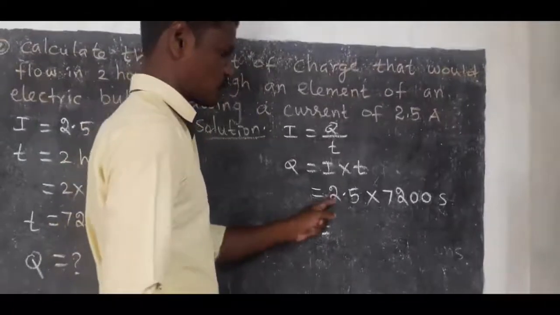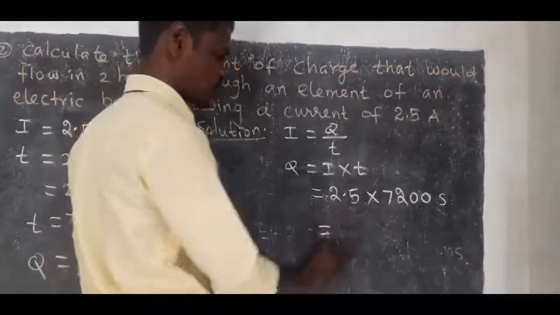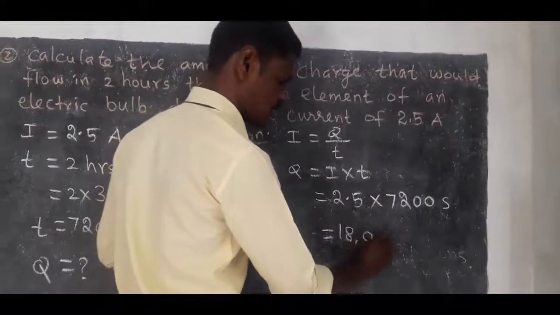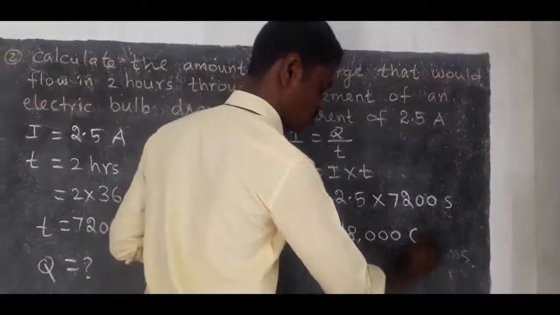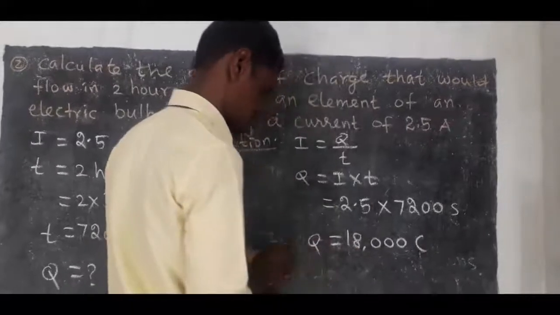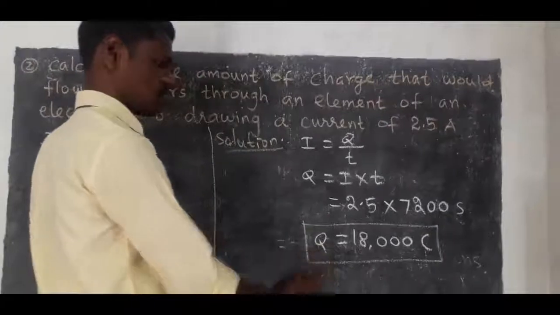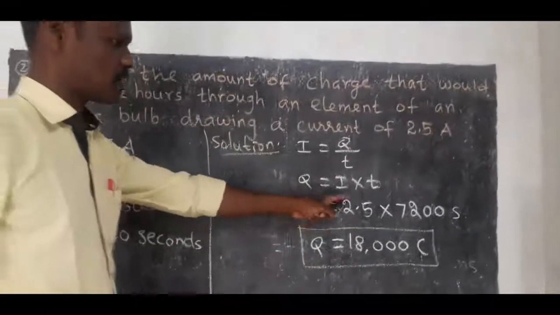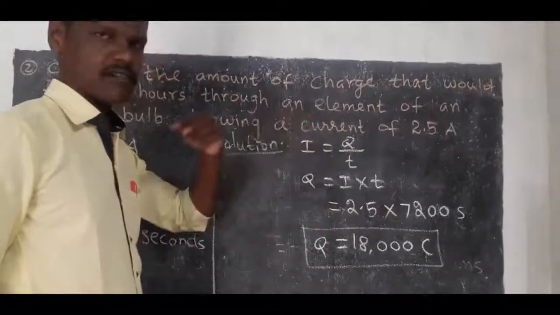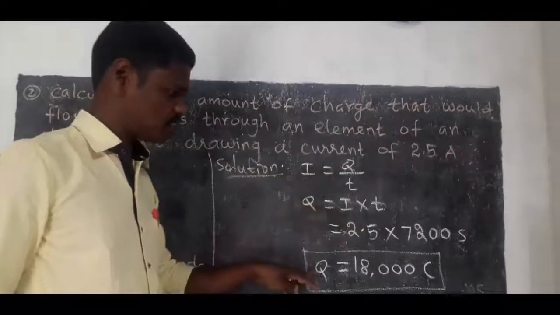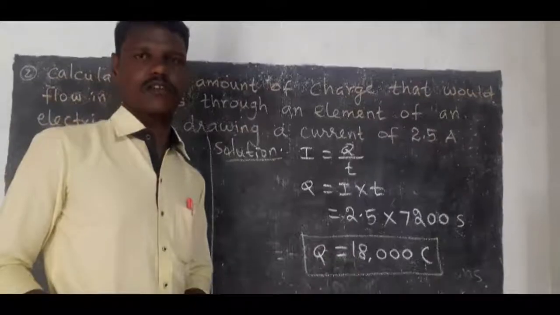Now 2.5 into 7200, you have to multiply that: 18,000 coulomb. So that is the charge. This much amount of charge flows through the electric bulb at 2.5 ampere for 2 hours, so the charge is 18,000 coulomb.